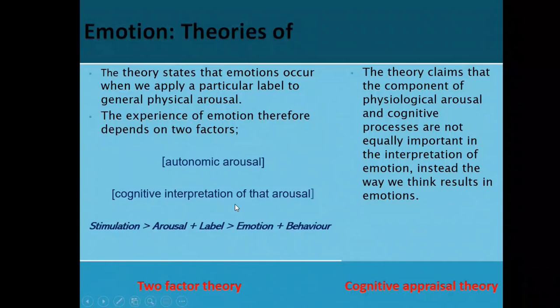Then comes cognitive appraisal and says, no, the theory claims that the component of physiological arousal and cognitive processes are not equally important in the interpretation of emotion. So they are saying these two are not equally important in the process of interpreting information. However, what is important is, instead, the way we think results in emotion. They say the way you think results in emotion. You can see a danger.